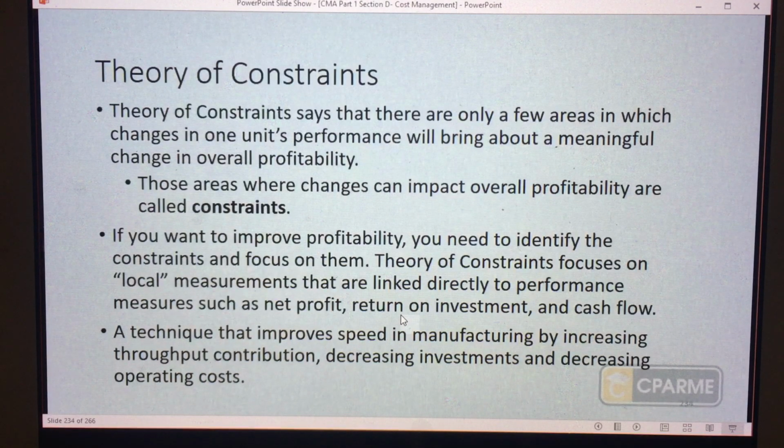We have the theory of constraints that talks about the limitations in our resources. So, ang constraints is something that would prevent you, sa limitation. So, if you want to improve profitability, you have to identify any constraints and you focus on measuring these, doing your variance analysis. No? You link the theory of constraints and your measurements directly to performance. Like, how does it affect our net profit? Does it affect our return on investment? How does it affect our cash flow?